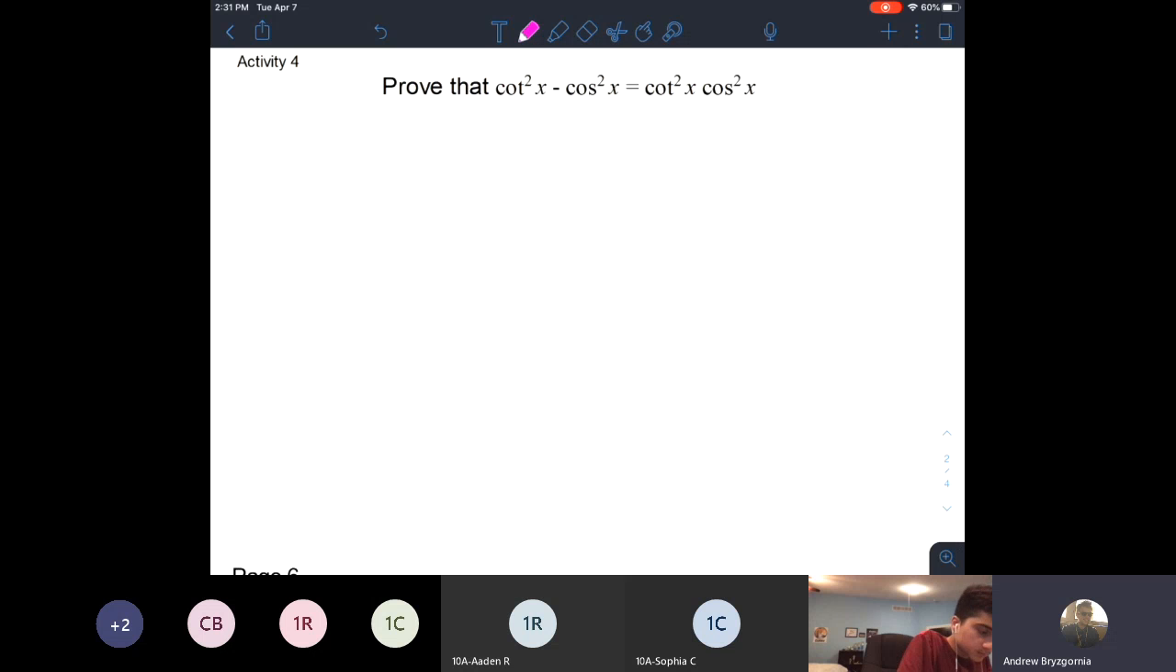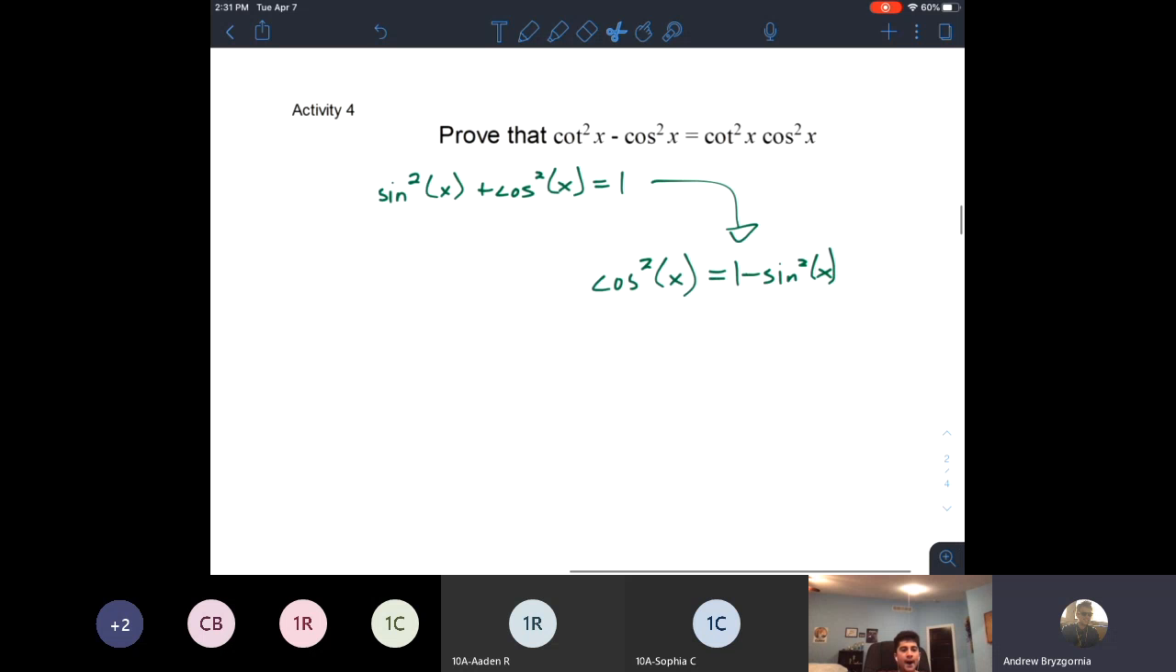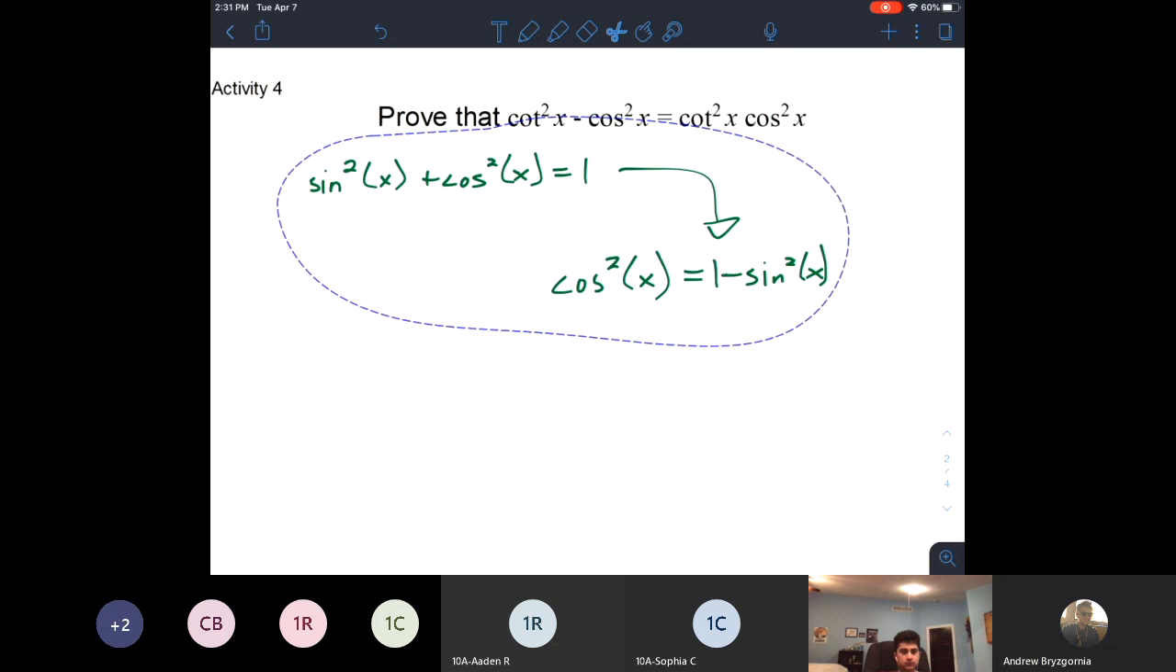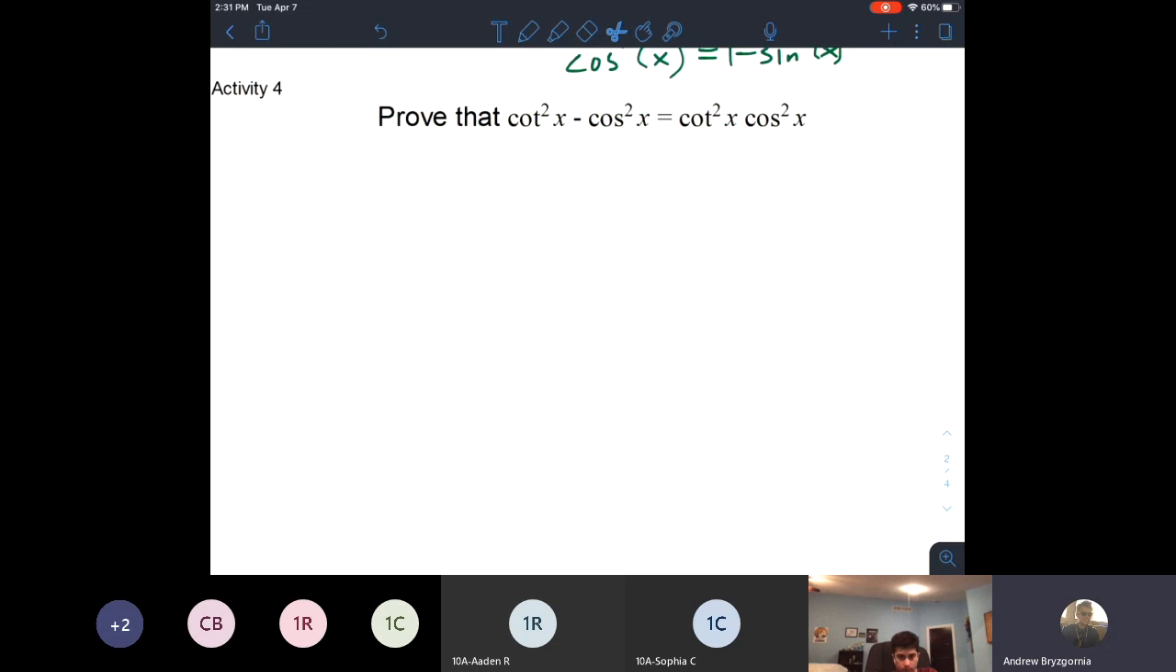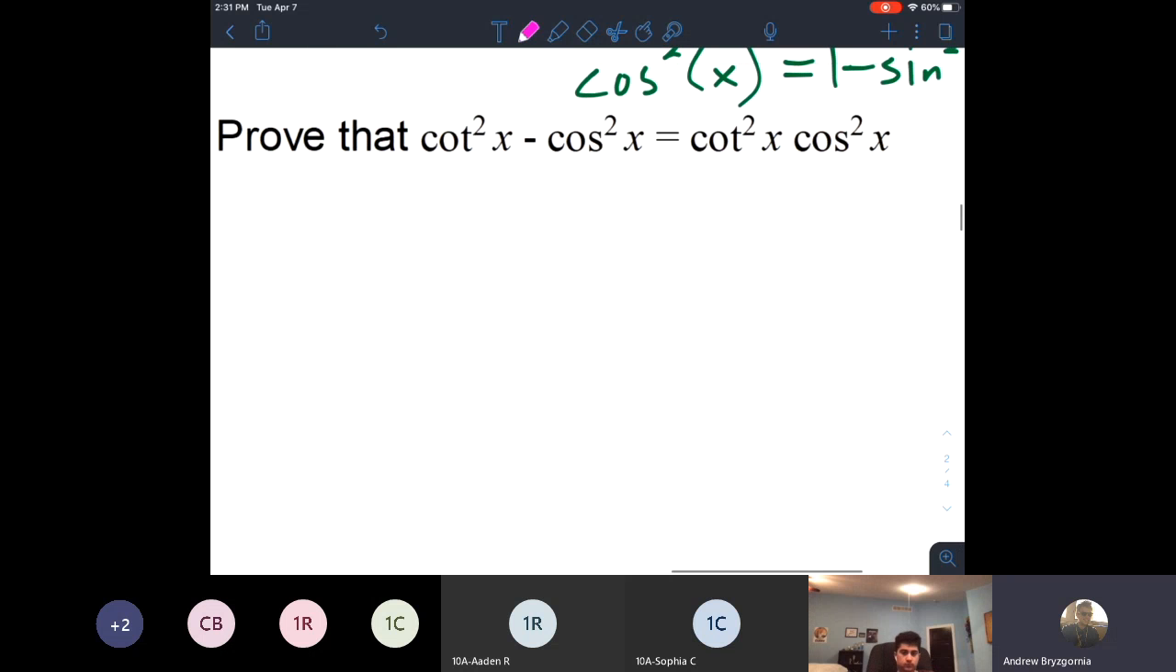Okay, so my hint for you: you could do it on both sides, or you could start on either side. But I thought it would be easiest to focus on this right side, and I'm looking at that cosine squared, and I was thinking, let's use the same Pythagorean identity from before. So I'm going to bring this over. I'm going to use this one again. And so my thought was, let's take that cosine squared on the right side and turn it into 1 minus sine squared.